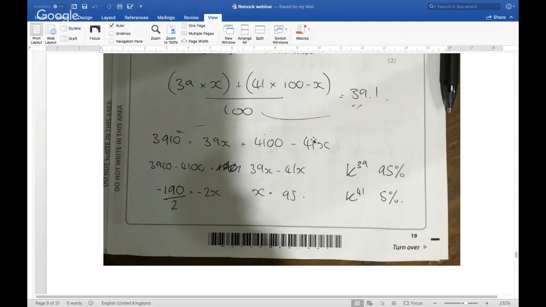So I get that. Then I rearranged it. I brought the 4,100 over to this side, so I minused it. And that would then equal 39x minus 41x. That then equals minus 190 equals minus 2x. Divided by 2 to get 1x, and I got 95. Well, that would have been minus 95, but you flip both sides because that would have been minus x equals minus 95. And then you flip both sides.